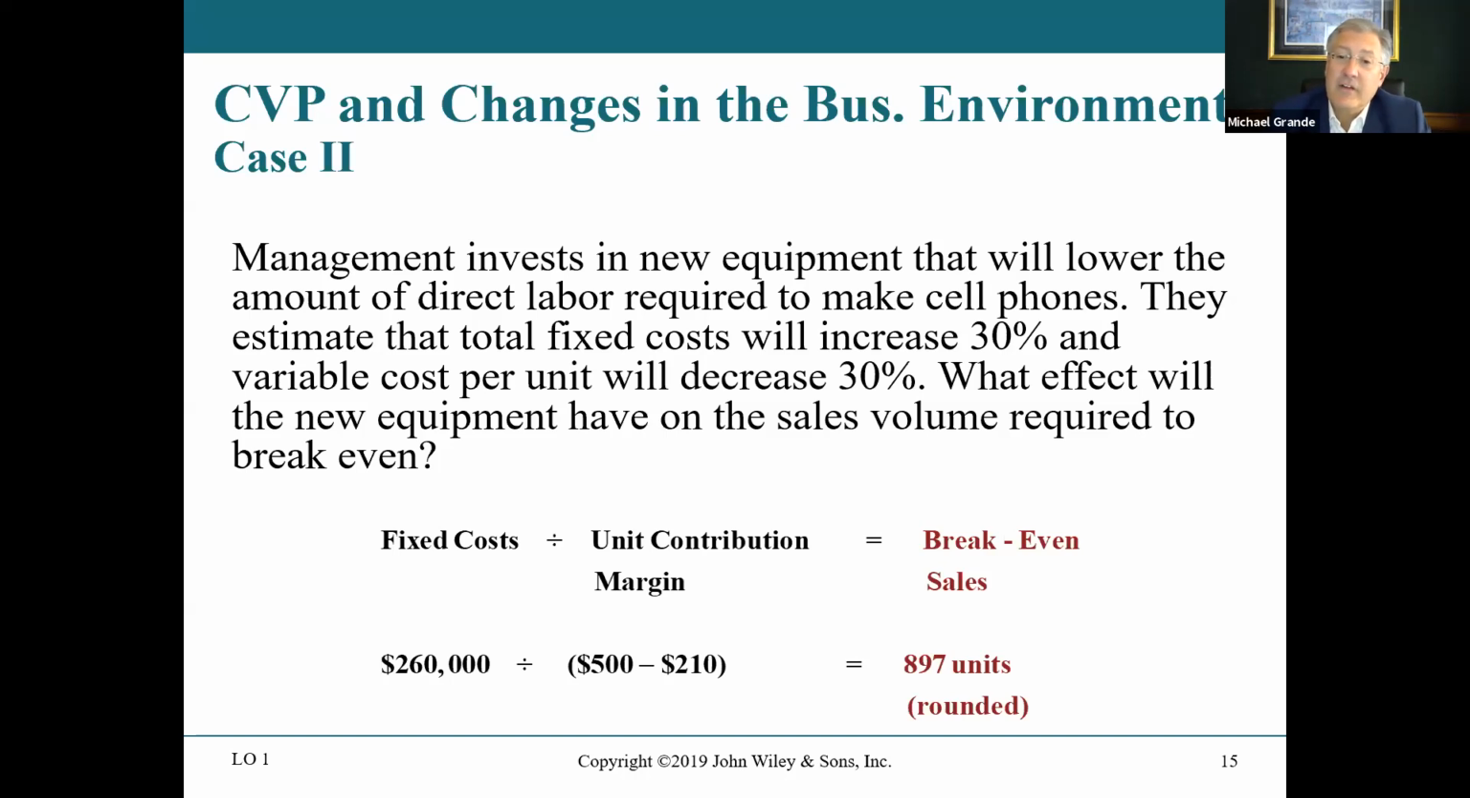The variable cost per unit was $300. 30% is $90. 300 minus 90 is $210. The new contribution margin is 500 minus 210, or 290. Break-even point in sales is 897 units. So the break-even point in units drops from 1,000 units to 897 units.